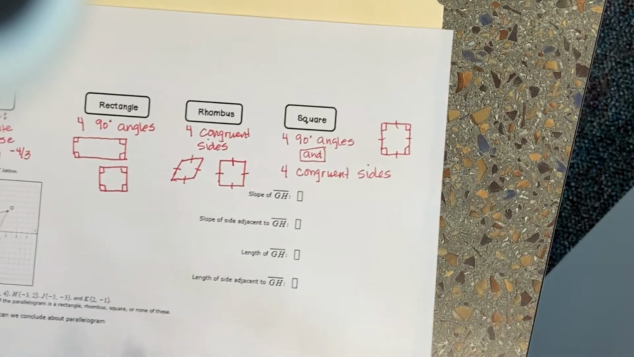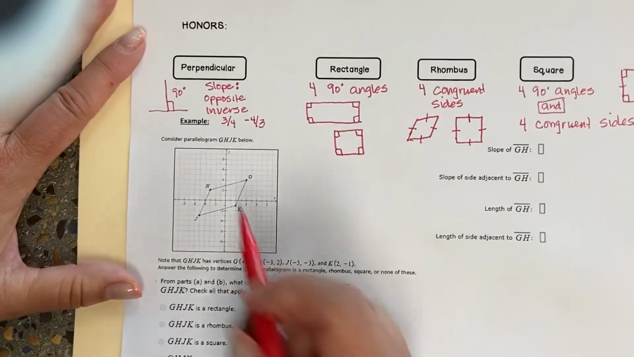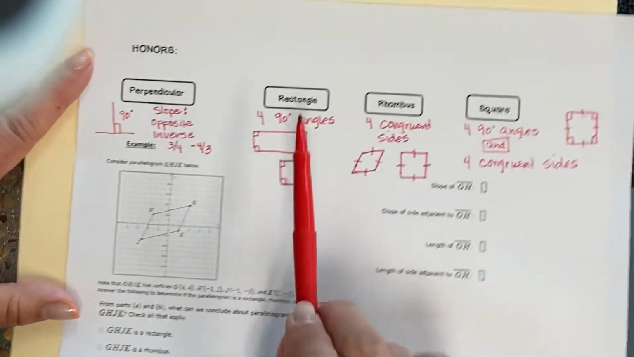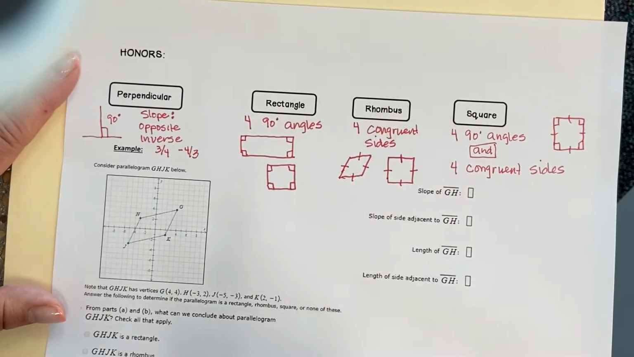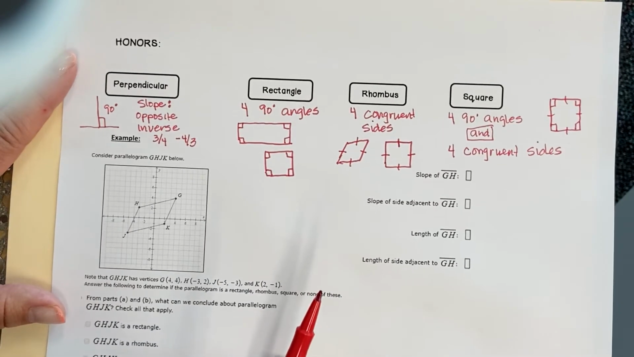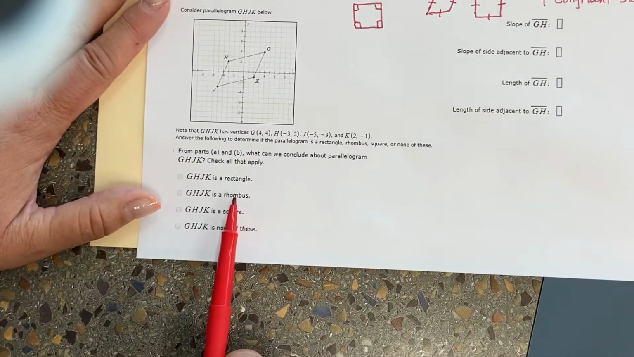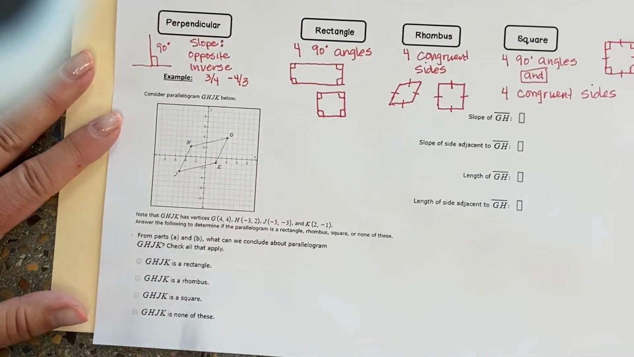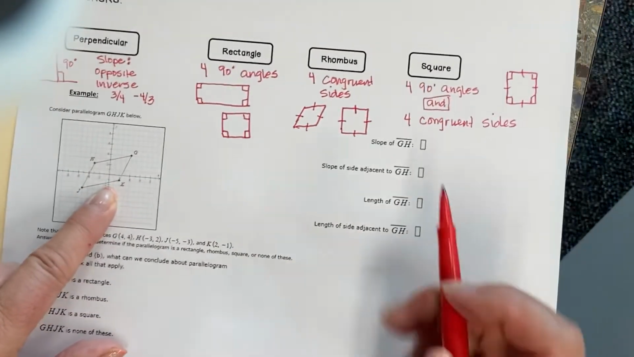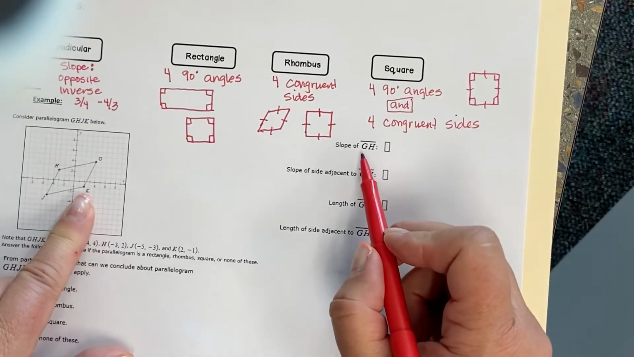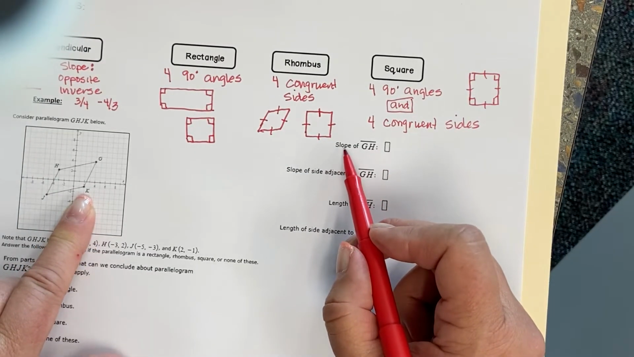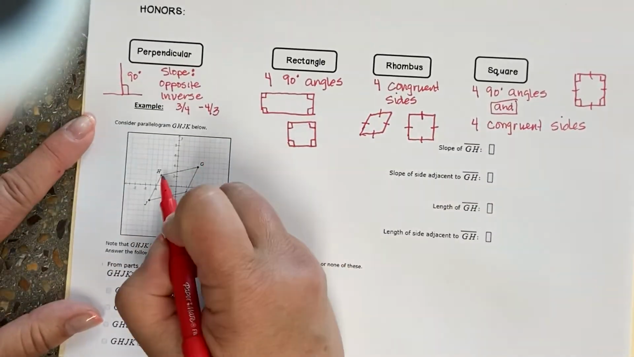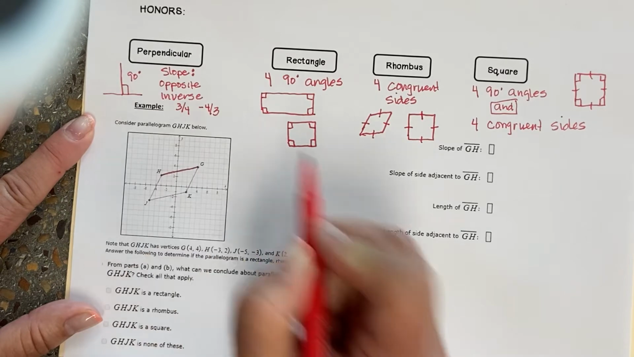All right, so on your Alex, you're going to have 3 of these also, where you're going to try to decide, is it a rectangle, a rhombus, or a square? Those will be your choices, or none. Rectangle, rhombus, square, or none of these. So you're also going to get a graph and then some criteria you've got to figure out. So this one says, what is the slope of GH? Which is this piece right here.